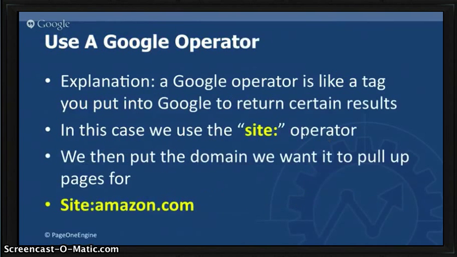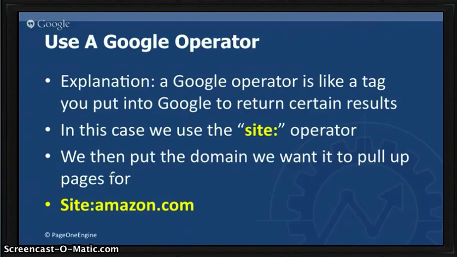So the first thing I want to talk about, though, is I'm going to use a Google operator. And I know many people don't know what a Google operator is, but it's really, really easy. And this is how I find out where I am ranking for, say, Amazon pages. If I have an Amazon product and I want to know what Google thinks of my Amazon product and where I am, what I'm going to do is put this operator, which is site colon. And so I'm going to put that domain.